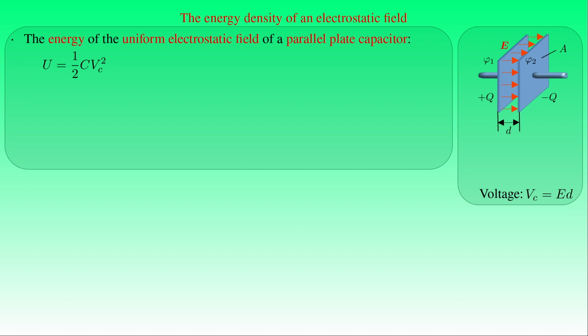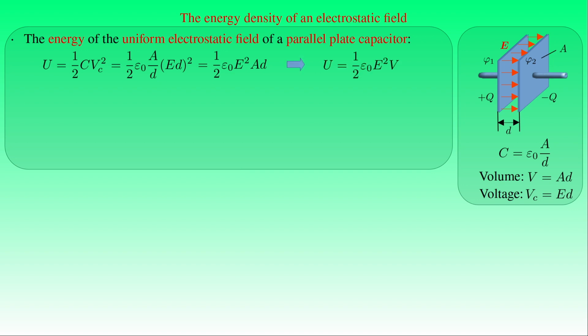We also demonstrated that the capacitance C of a parallel plate capacitor is given by the dielectric constant of vacuum ε₀, times the area A of the plates of the capacitor over the distance d between the plates. If we substitute these equations into the expression of the energy U, then we obtain 1/2 times ε₀ times the square of the magnitude of the electric field E, times the area A times the distance d. Here the volume V between the plates is given by the area A of the plates times the distance d between them, and the energy U of the electric field is equal to 1/2 times ε₀, times the square of the magnitude of the electric field E times the volume V.